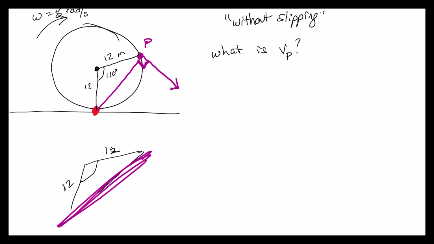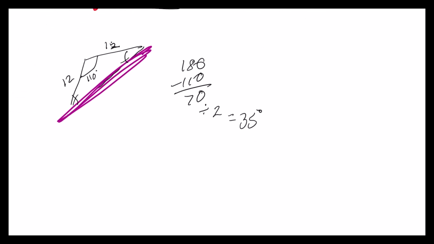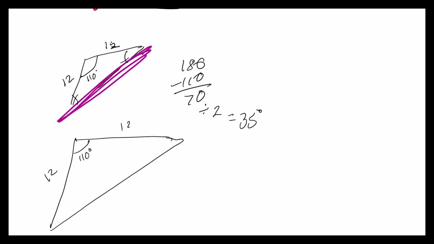And if this is 110 degrees, then since these two sides are both 12, these two angles have to be the same. So it's 180 minus 110, which is 70. The two of them together have to be 70, so each one of these is 35 degrees. Why does this help me? I don't know, it just makes me feel better. Because I have a 110, a 12, a 12, a 35, and a 35.